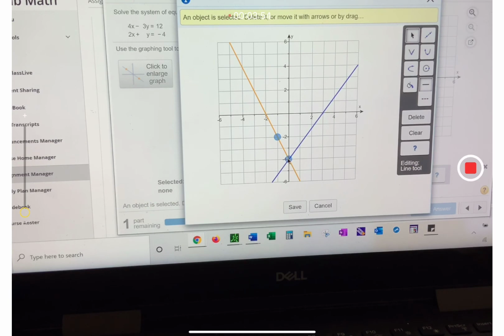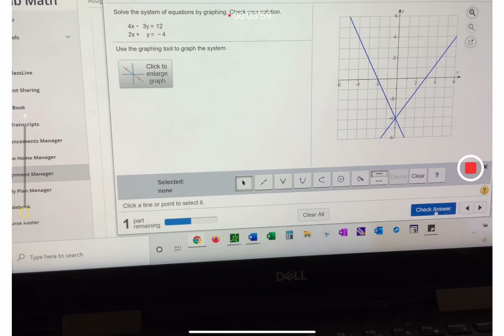And this is going to be our answer. Let me save it. There we go, checking.